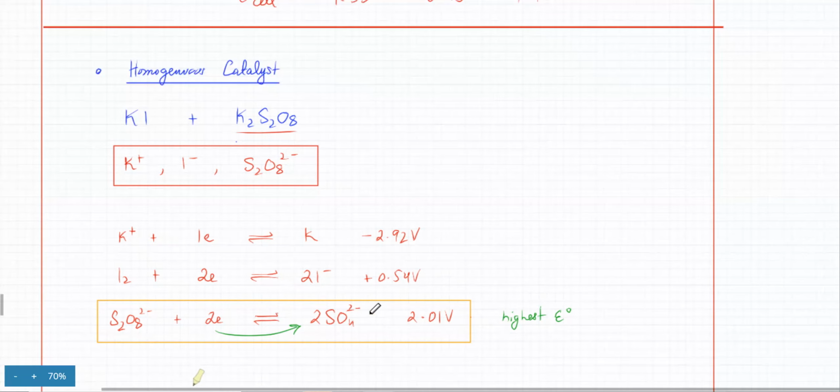Then I have to select the lowest potential one. This is by far the lowest. This has the highest tendency to lose electrons, so it's going to go in the backward direction. But you can't select this equation. Why? Because you don't have potassium in your reactants. There is no potassium anywhere. So we're going to cancel this equation out.